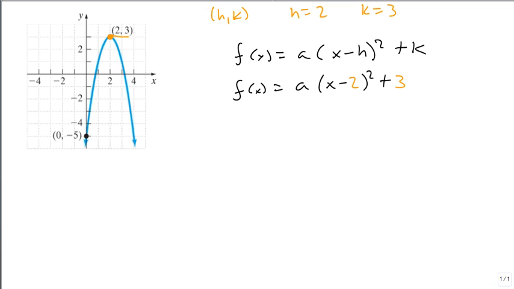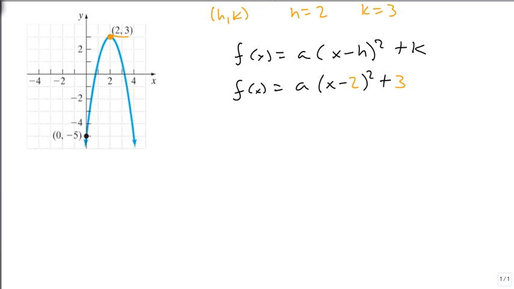So now that we have our graph, it's real easy to make sure that we adequately get the vertex, which is why we like transformational form. The vertex comes free. But we're lost on a. Well, our graph is going down, so we know that a is negative. But we don't know if it's a 1, we don't know if it's a 2, we don't know if it's a 3, we don't know if it's a half.